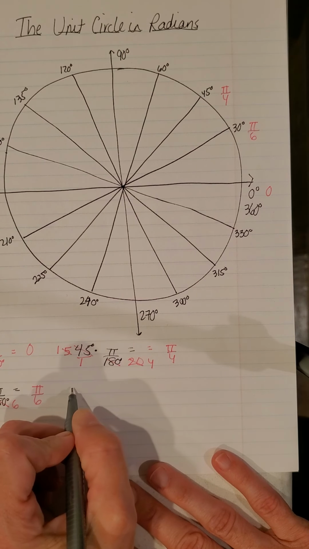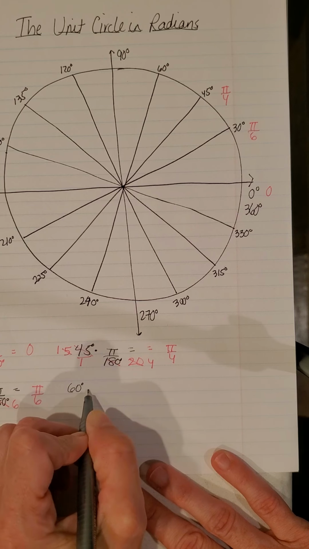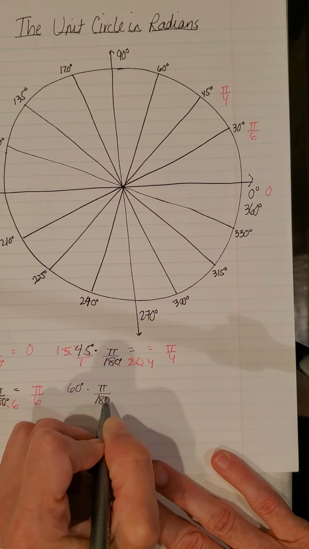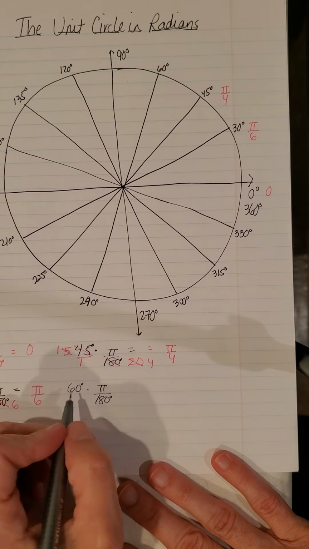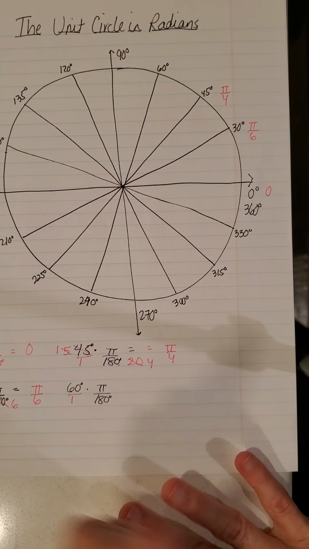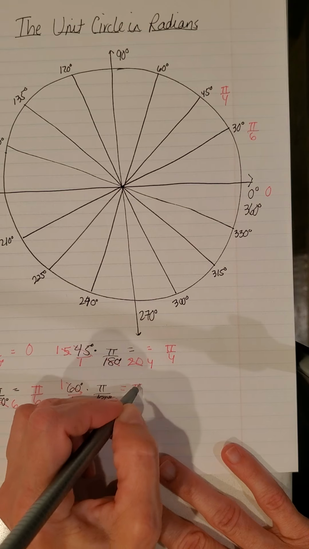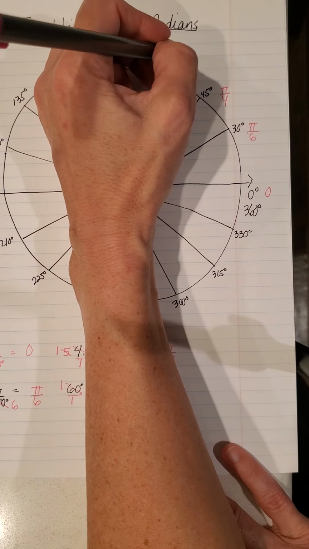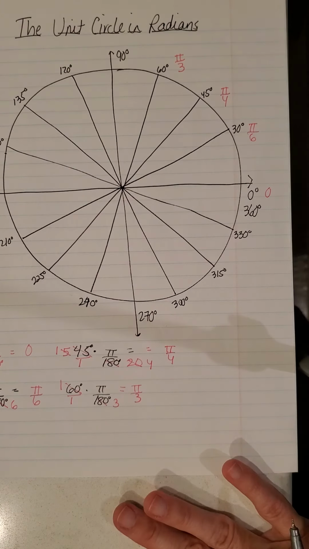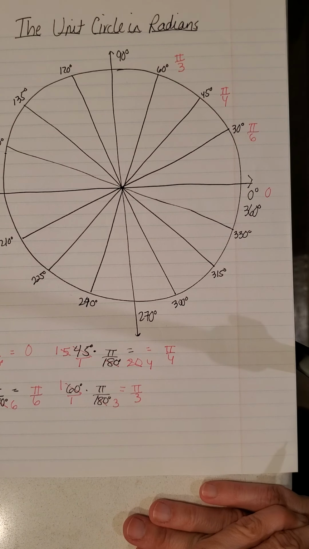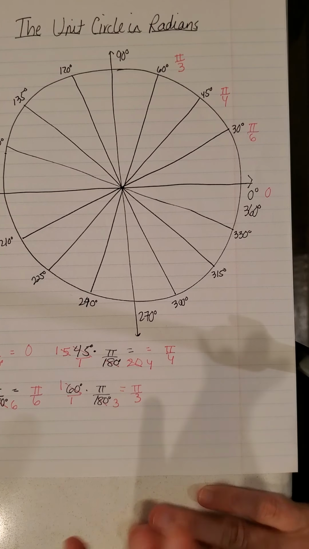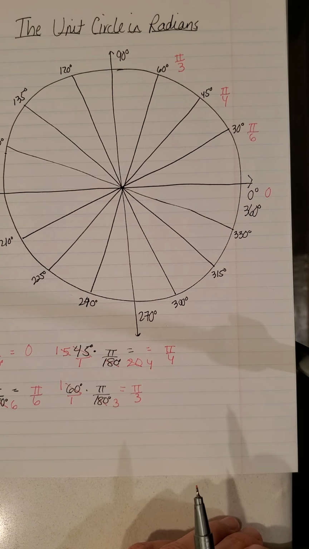Then I'm going to convert 60 degrees into radians. Again, I know 60 goes into itself once and into 180 3 times, and I get pi over 3. And so I write pi over 3. I'm going to continue doing that for all the different angles around the unit circle. Eventually, you're going to start seeing a pattern.